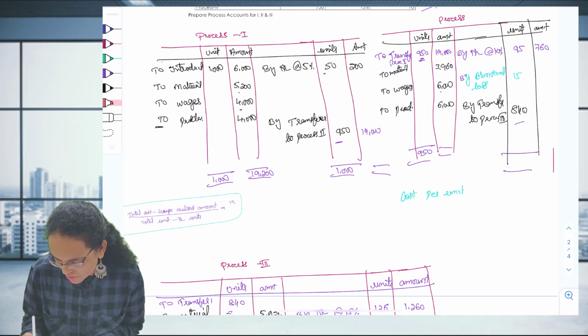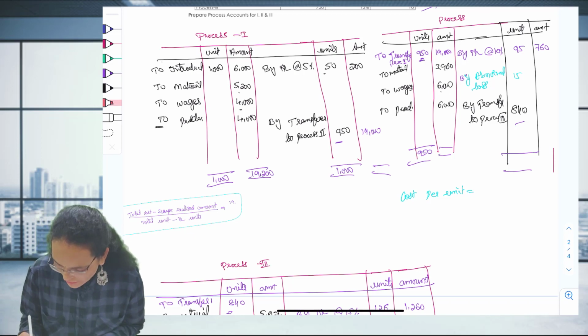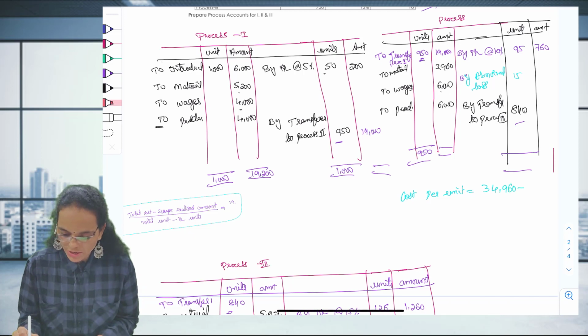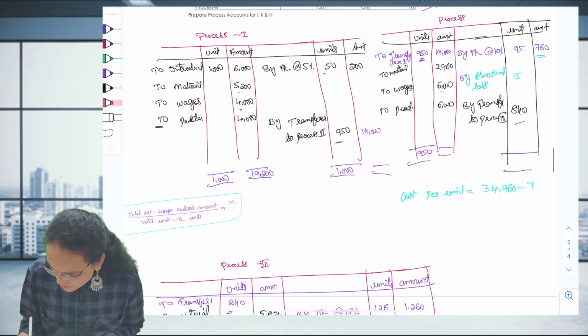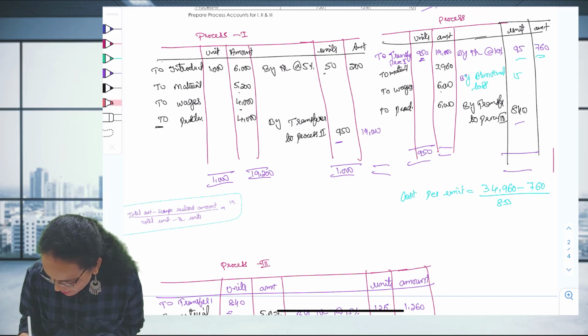Cost per unit equals total cost, how much? 19,000 plus 3,960 plus 6,000 plus 6,000, that is 34,960, minus normal loss cost, how much? Scrap realized 760, divided by 950 minus normal loss units 95, that is 855 units.